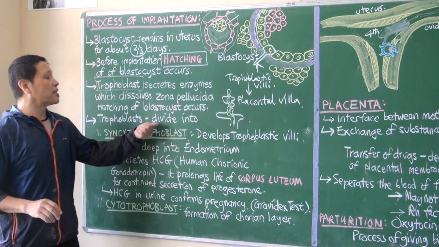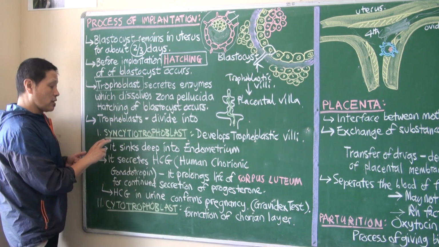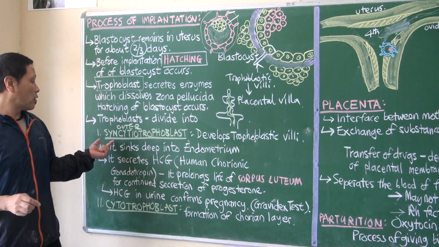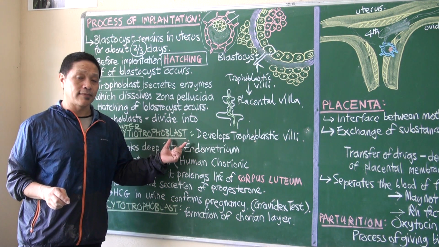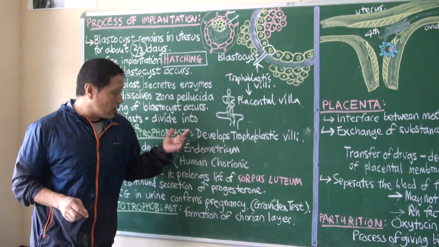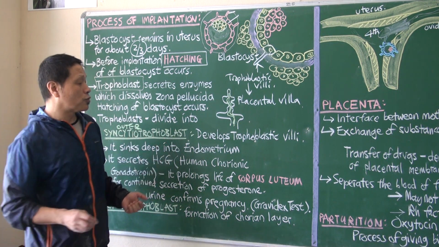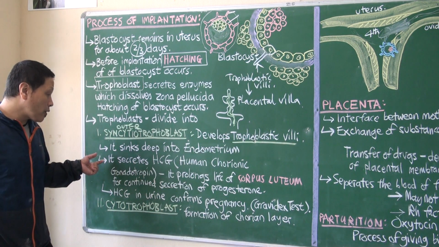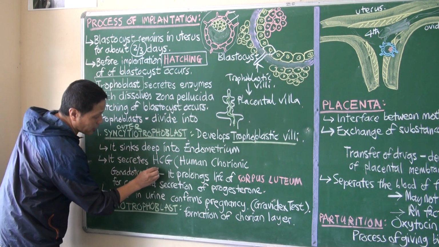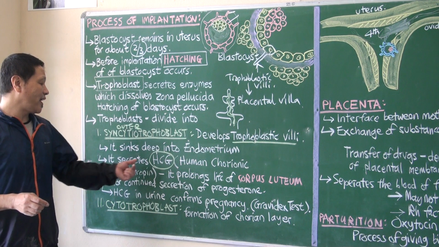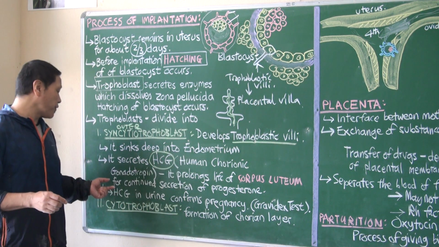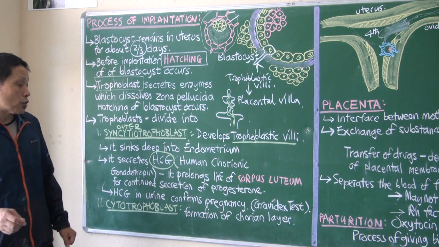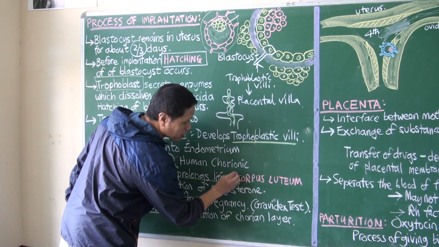Then the trophoblast divides into two cells. The first, the outer cell, is called the syncytiotrophoblast. Long name, but the work of the syncytiotrophoblast is to develop the trophoblastic villi that we talked about here. The second work that it does is very important. It secretes a hormone, HCG, called the human chorionic gonadotropin. The work of HCG is to prolong the life of the corpus luteum.